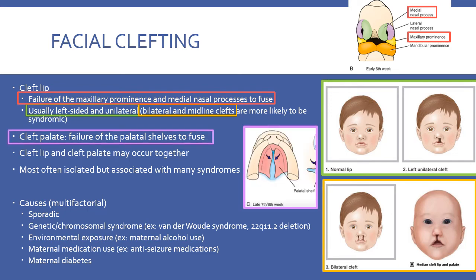Cleft palate, on the other hand, is a failure of the palatal shelves to fuse, which is a lot easier to explain. And there are varying degrees of cleft palate, depending on how much fusion occurs or does not occur. Of course, you can get cleft lip and palate together.